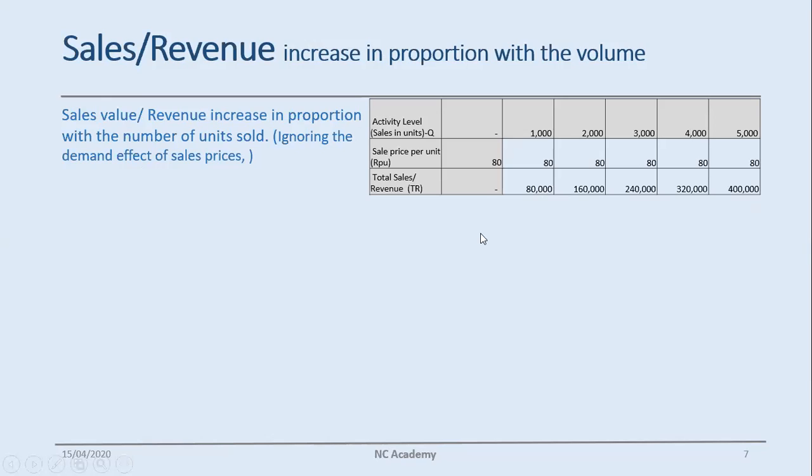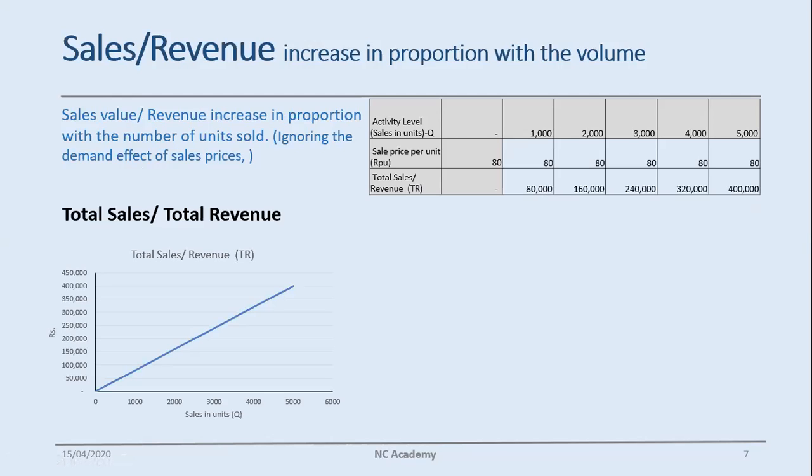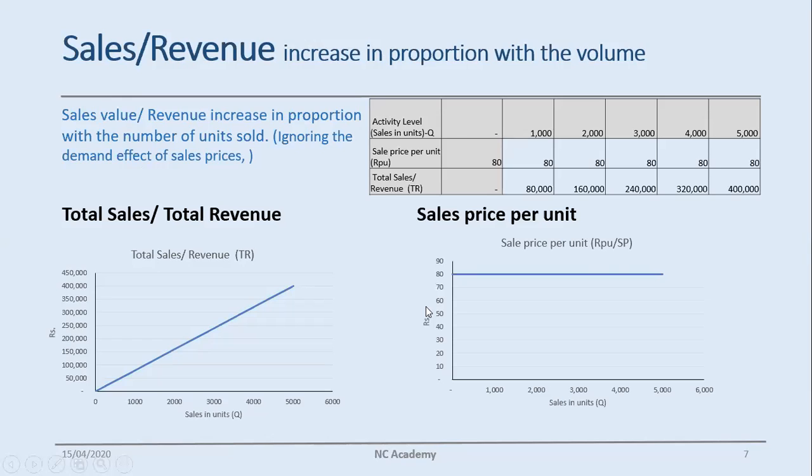Again, this is slightly different from what you are learning under economics. Just keep that in your head, otherwise you will go and compare it with economics. Total sales revenue always increases at the rate of, in this example, 80 rupees per unit, but the sales price per unit remains unchanged at 80. These are our assumptions, right?